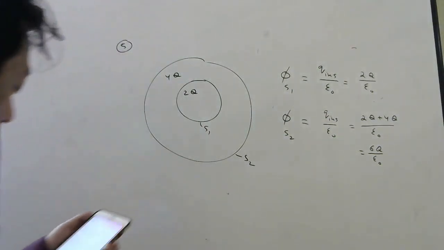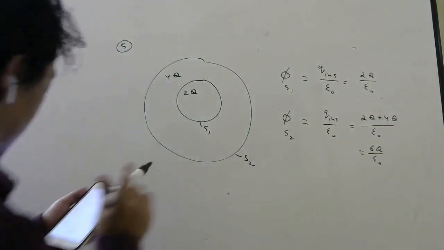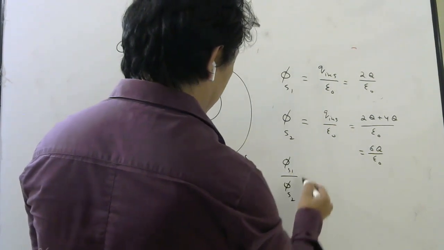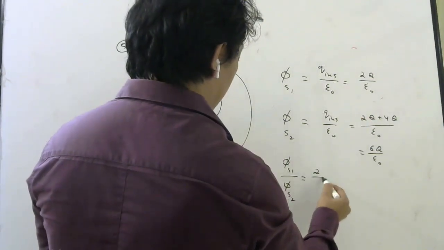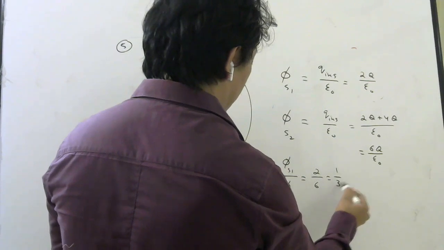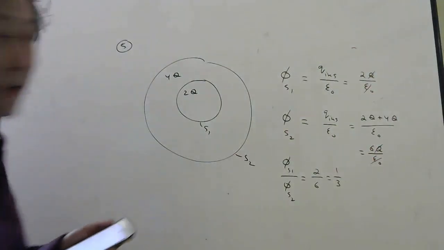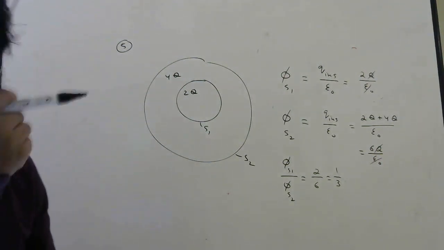So if you calculate the ratio of flux through S1 by flux through S2, it will be 2 divided by 6, which will be 1 by 3, because q by epsilon naught will cancel with q by epsilon naught when you take the ratio.